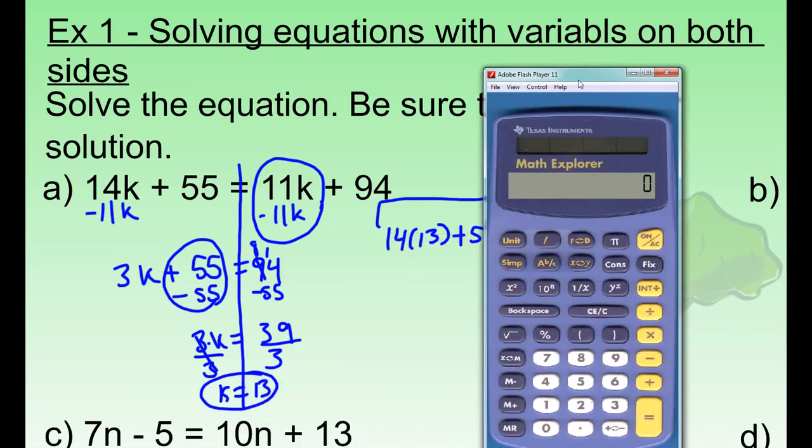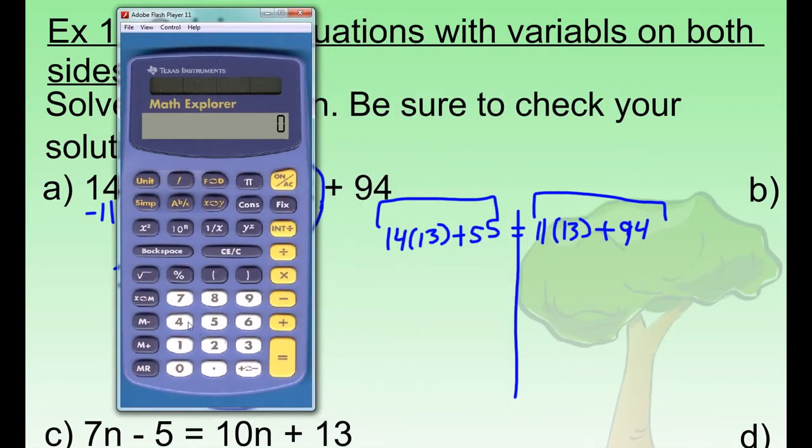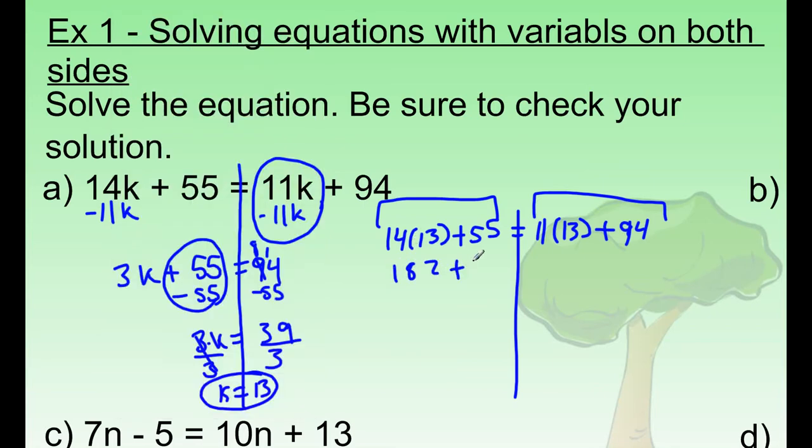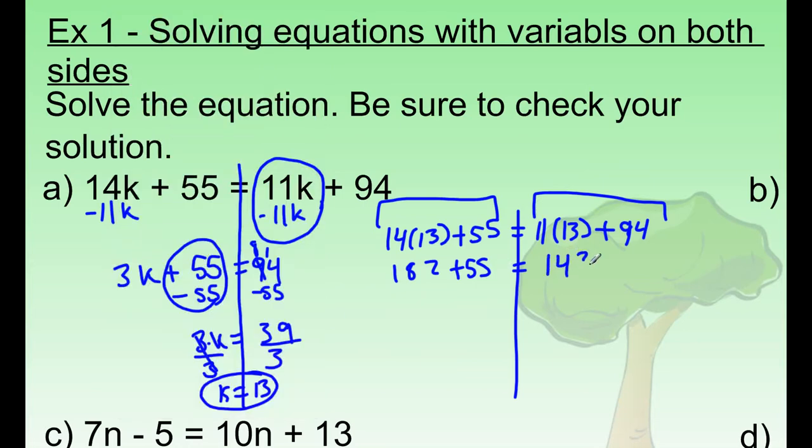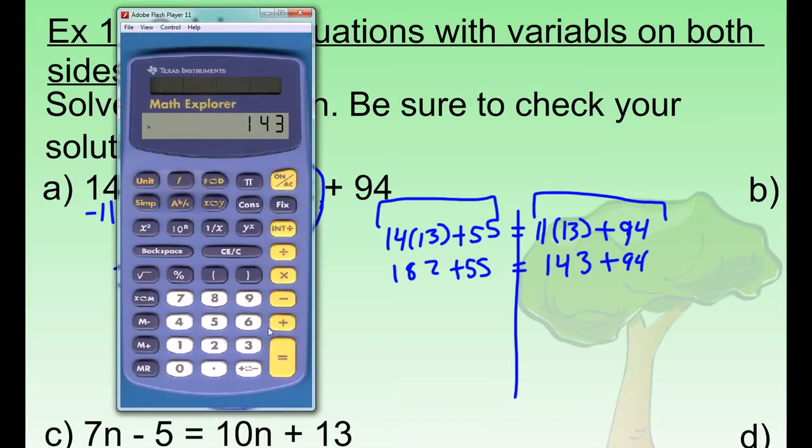Okay, Mr. Calculator is going to help us out with some math here. So we're going to do 14 times 13, 182 plus 55 equals 11 times 13. I feel like I should know that one, but I don't. 11 times 13, 143 plus 94. And then we still want to know, are the two sides the same? So I'm going to add this up and add that up and see what we get.